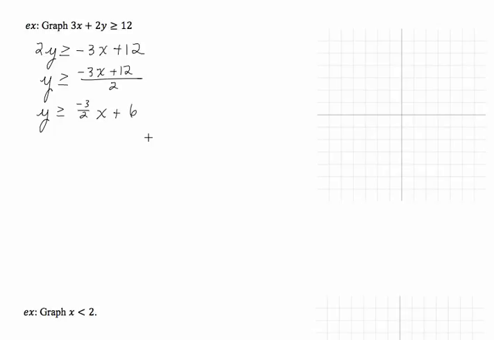But first I have to graph the line. So first we're going to graph the line y equals negative 3 halves x plus 6. Because there's an equal sign there, I can graph a solid line. 6 is our intercept. So 1, 2, 3, 4, 5, 6. The slope is negative 3 halves, so down 3, right 2. Down 3, right 2 to get to the next point. Okay, and I can graph a solid line.